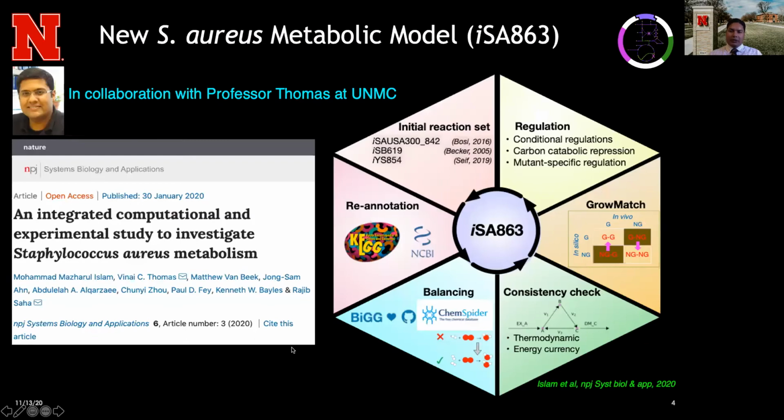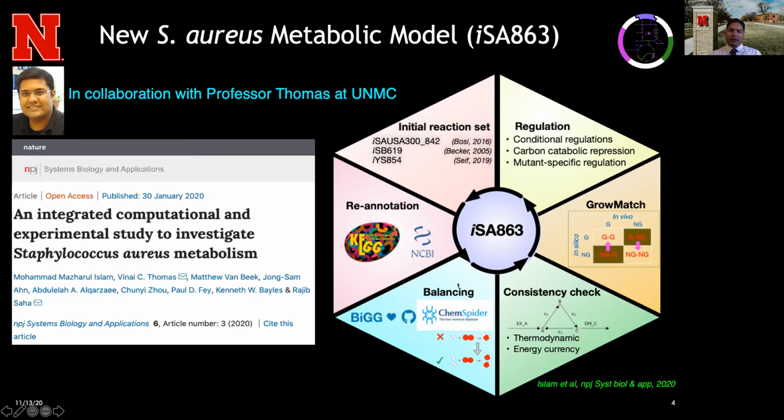As part of that mission, I recently developed a new genome-scale metabolic model of Staphylococcus aureus in collaboration with Professor Thomas at University of Nebraska Medical Center, and it was recently published in Infeasible Systems Biology and Applications. To do that, I assembled the initial reaction sets from the previously published genome-scale metabolic models of Staphylococcus aureus. I went back to the biochemical databases like AIChE and NCBI to include missing annotations.